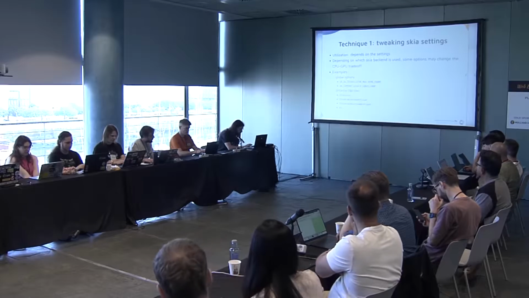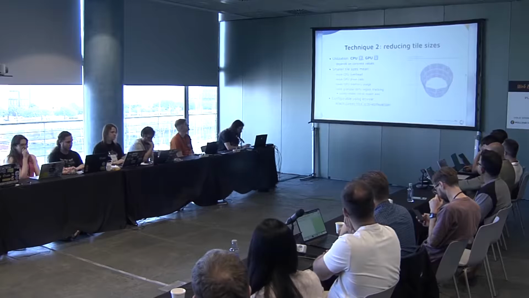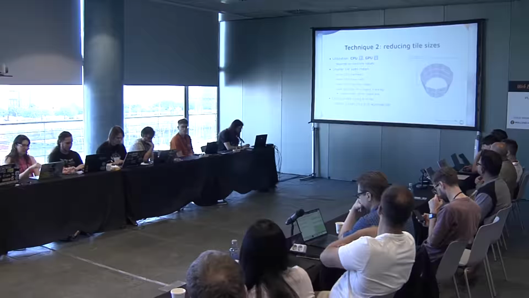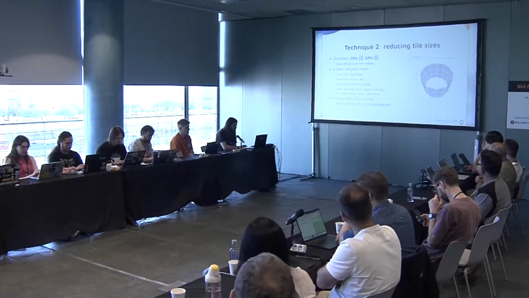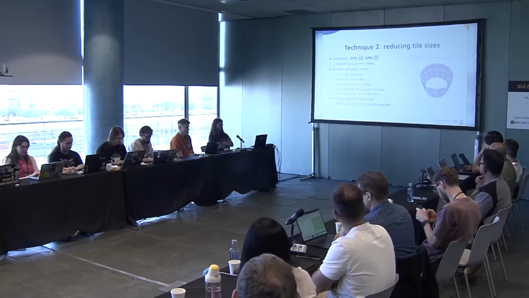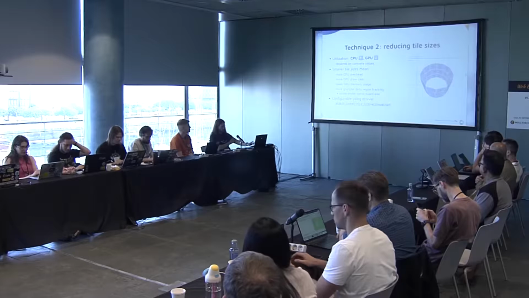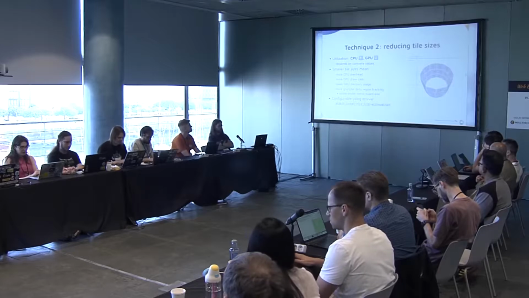The second technique is about reducing tile sizes. As Carlos said, when rendering layers, we're often using tiled backing stores. So we have those tiles, and when doing rendering, we're rendering to those tiles, we're updating them. So what you can do to reduce GPU usage, but at the same time increase CPU usage, is reduce the tile sizes.